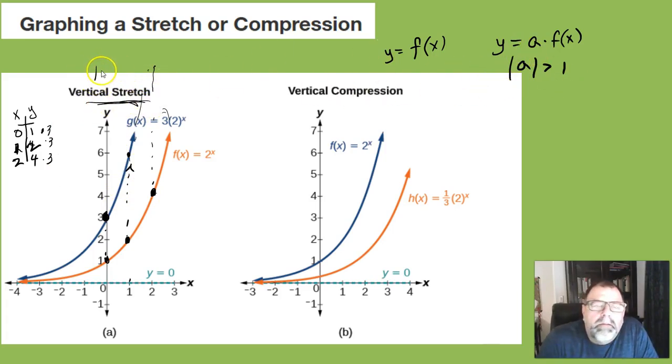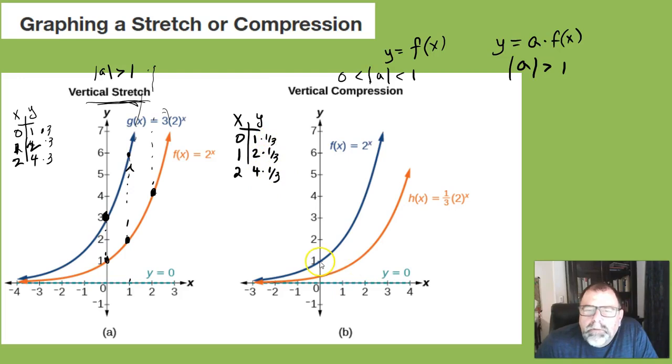I'm saying absolute value because if a is like negative 3, you do the 3 for the stretch, and the negative will flip it over, which is going to be our next slide or two from now. Now, if the absolute value of a is between 0 and 1, that's a compression. So if a is 1/3 in this case, we're going to take all these values. 2 to the 0 is 1, 2 to the first is 2, 2 to the second is 4, and then you multiply it by a, in this case 1/3.